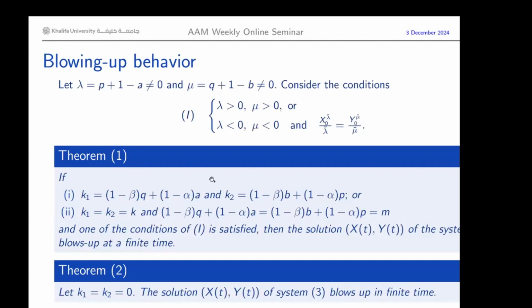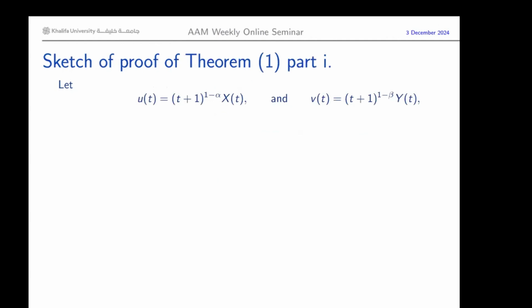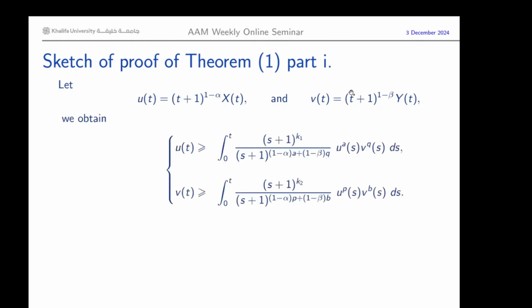So I'm going to give only the proof for the first part. It is quite short, quite easy, just a sketch of the proof, and the rest is the same. Not really the same, but the idea is the same, that is by using the comparison method. Maybe the comparison between one condition and the other is not the same, but the idea is there. So we introduce the following change of variable. Let u be t plus 1 raised to the power of 1 minus alpha times x, and v be t plus 1 raised to the power of 1 minus beta times y. By doing this change of variable, we see that u and v will be greater than the following quantity.